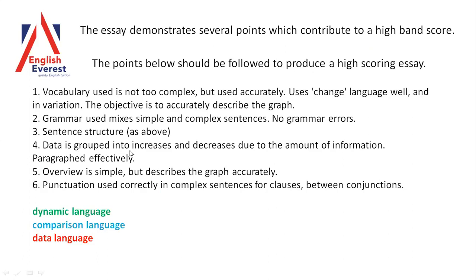Data is grouped into increases and decreases. 2 cities decreased, 1 increased. And everything is paraphrased effectively. The overview is simple, but describes the graph accurately. Punctuation is used correctly in complex sentences for clauses between conjunctions. So we have here, just in case you're reviewing the video, dynamic language up and down, comparison language comparing things, and our data in red.